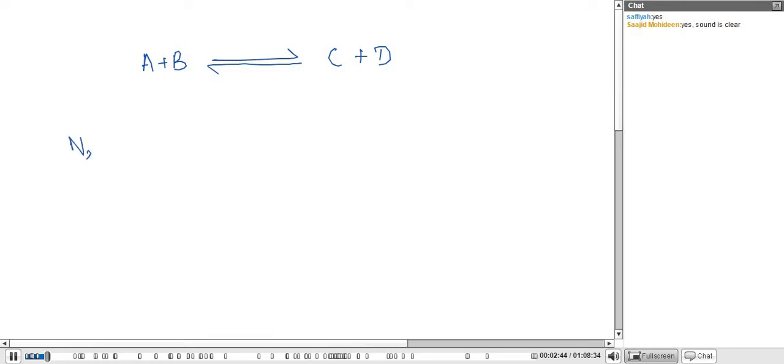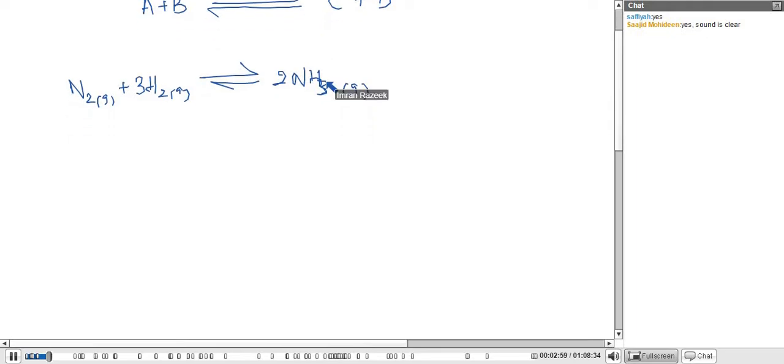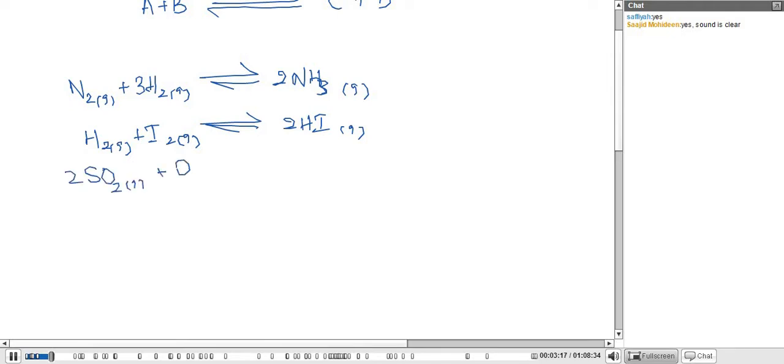For example, the reaction of nitrogen gas with hydrogen gas to form ammonia is a reversible reaction, right? That means if you keep the whole thing in a closed vessel, the ammonia will decompose back to form nitrogen and hydrogen. And also hydrogen gas reacting with iodine gas to form hydrogen iodide. This is also a reversible process. Sulfur dioxide gas reacting with oxygen gas to form sulfur trioxide. It's not that all have to be gases. Reversible reactions occur in different physical states as well.